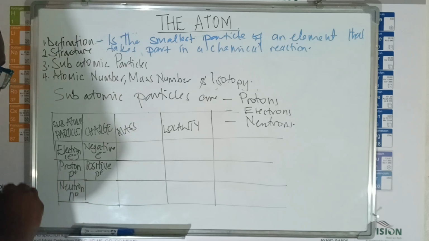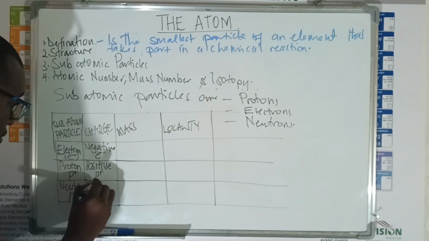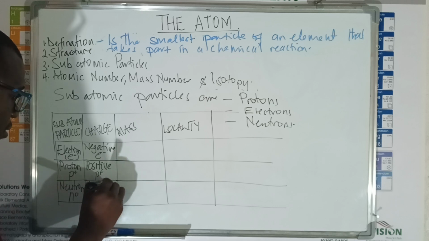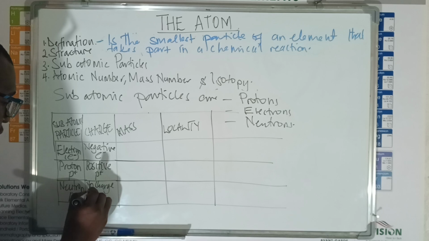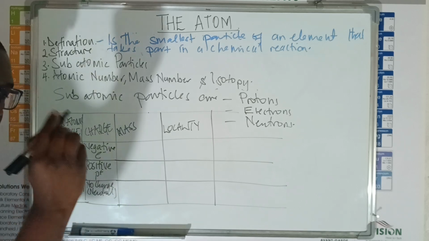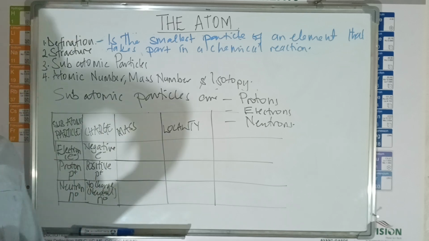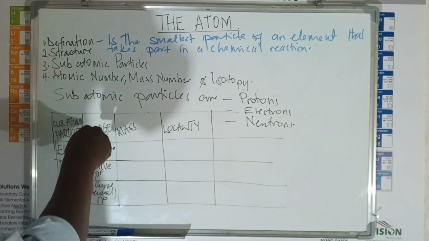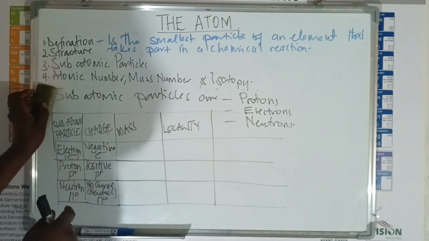Then when you come to the neutrons, they have no charge. You can say that they are neutral in nature. They are neutral. They have 0 charge. That is why a neutron is denoted by N0. They have no charge. So that is the properties of these subatomic particles with regard to the charge that they hold.